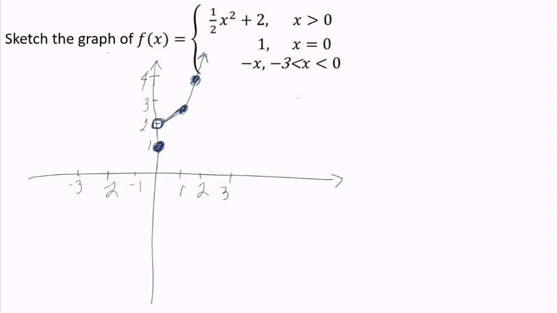We can use a different color, and we use a shaded circle. This is for the second rule.